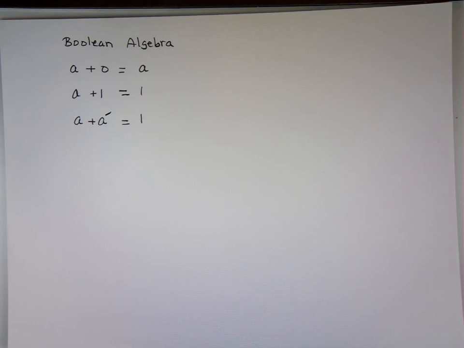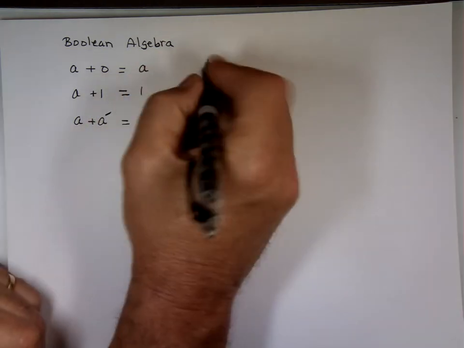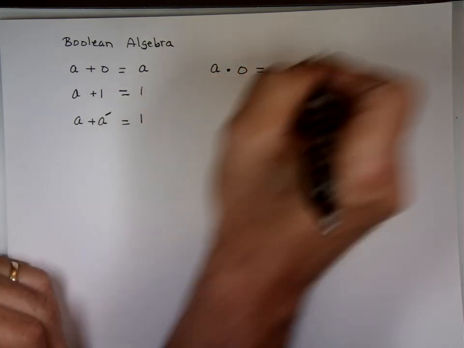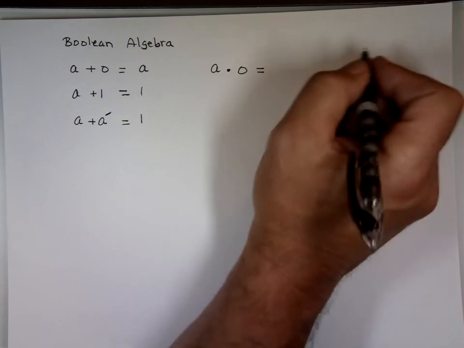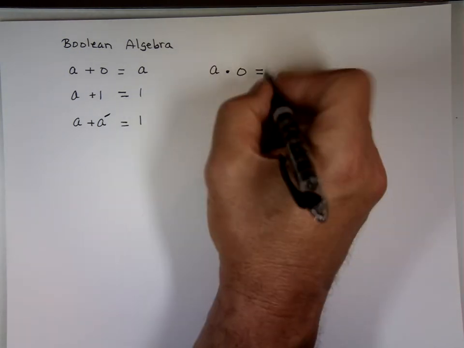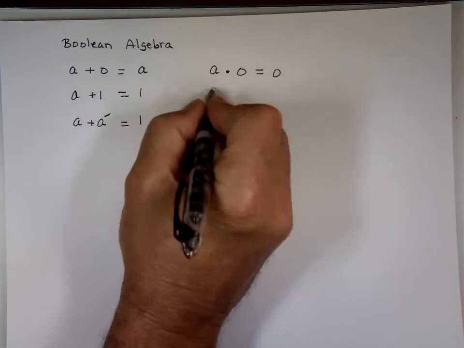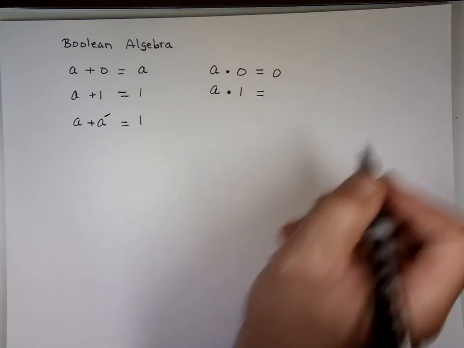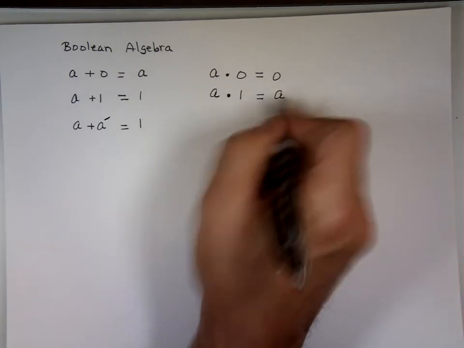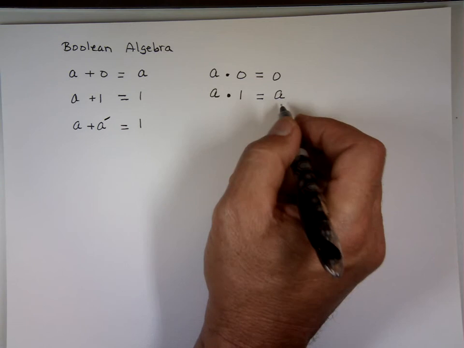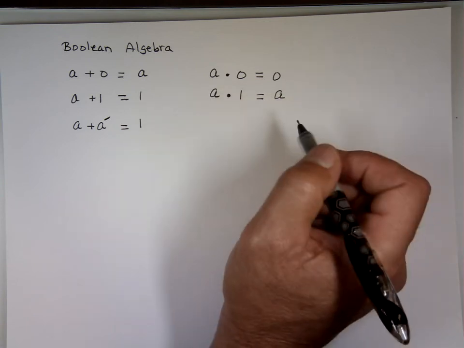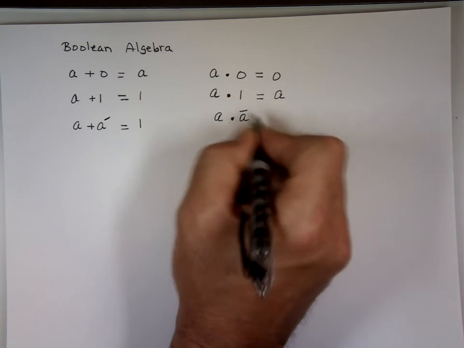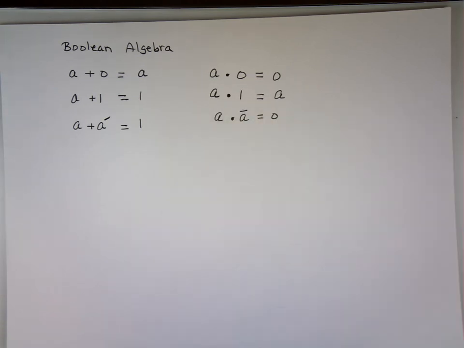Now let's do the AND. A and 0. An AND gate with one input 0 gives 0. An AND gate with one input being 1 gives A. That's A. Depends on A. If A is 0, you have a 0. If A is 1, you'll get a 1. A and A not is 0. That's an AND gate, one of them 1, one of them 0.